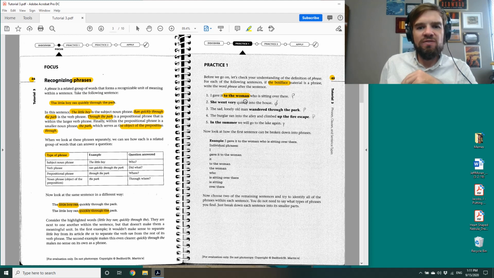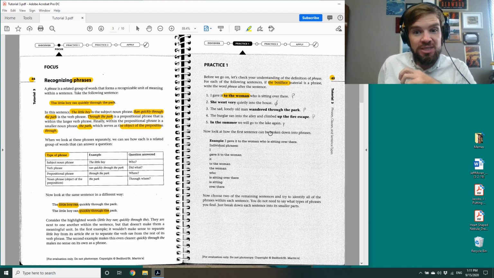She went very quietly into the house. She went very. The sad, lonely old man wandered through the park. Wandered through the park. The burglar ran into the alley and climbed up the fire escape. Up the fire escape. In the summer, we will go to the lake again.